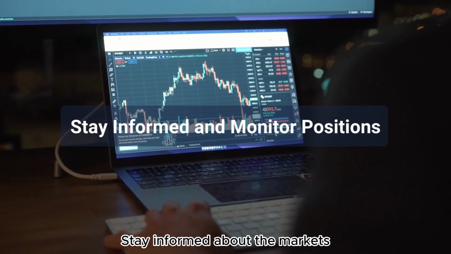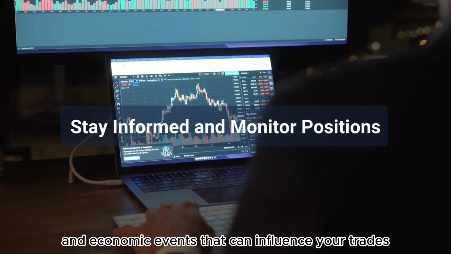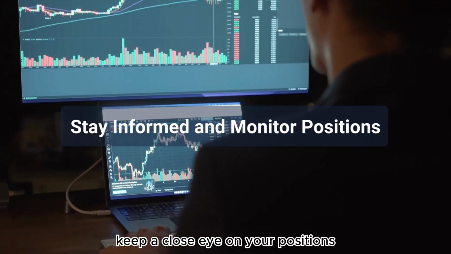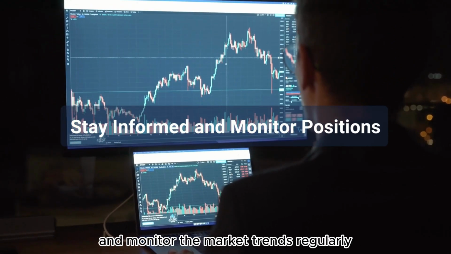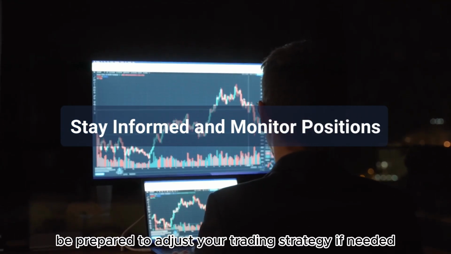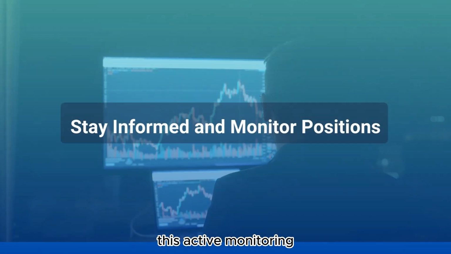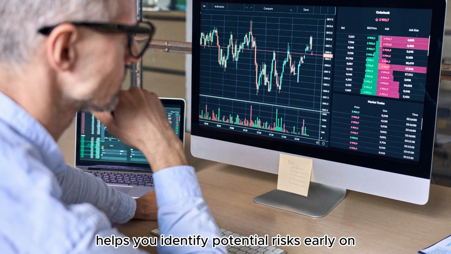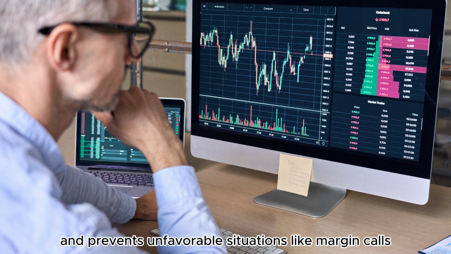Stay informed about the markets and economic events that can influence your trades. Keep a close eye on your positions and monitor the market trends regularly. Be prepared to adjust your trading strategy if needed. This active monitoring helps you identify potential risks early on and prevents unfavorable situations like margin calls.